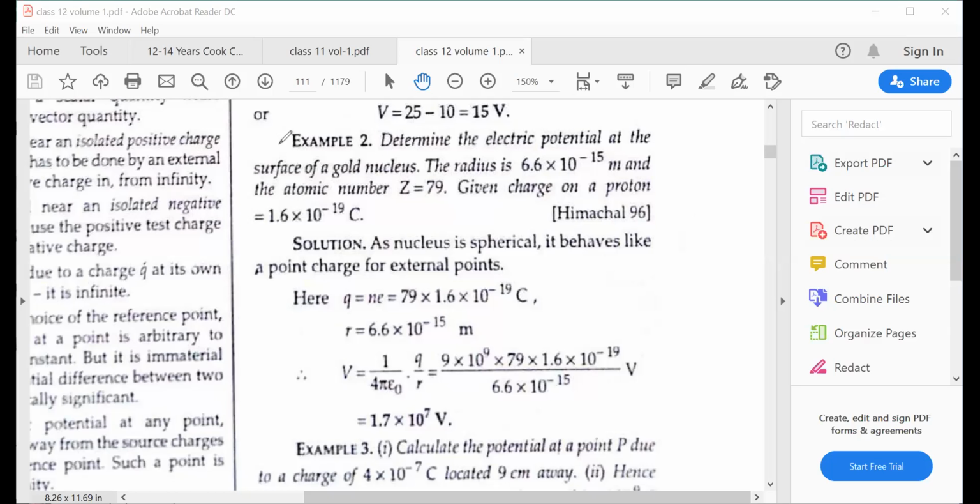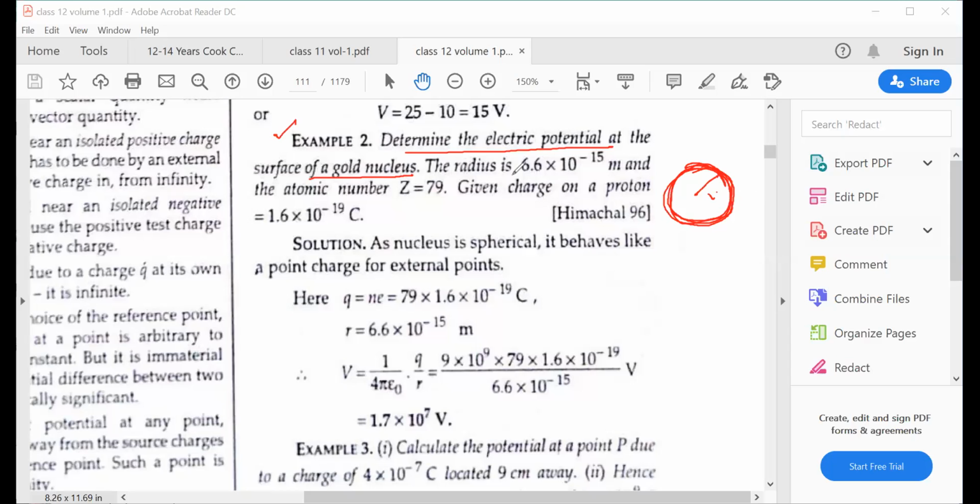Okay, right ma. So example 2, just take this question. Determine the electric potential at the surface of the gold nucleus. We are going to find the potential at the surface. Always remember there is potential at the surface, and we will see this step by step. But before that I'll tell you, when we say a sphere, the potential will be constant. From the center to the surface the potential is always constant. Remember it.